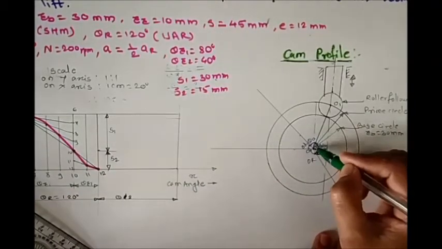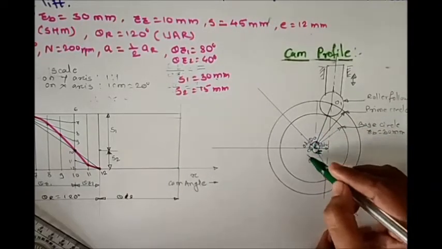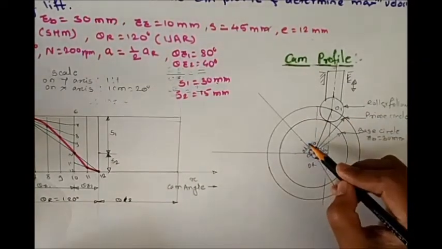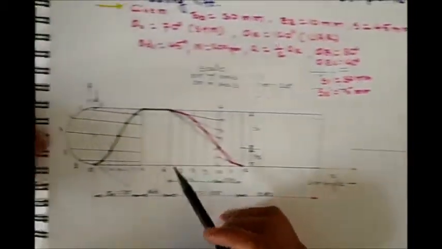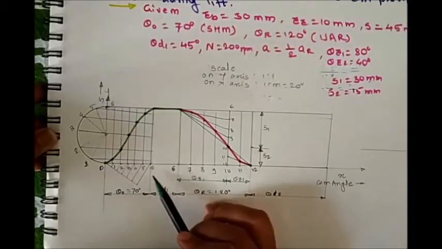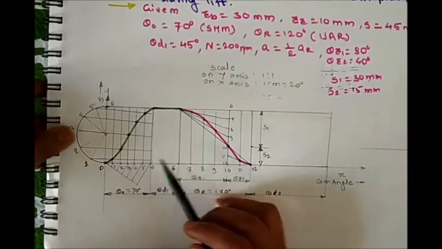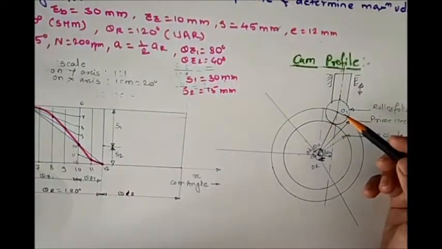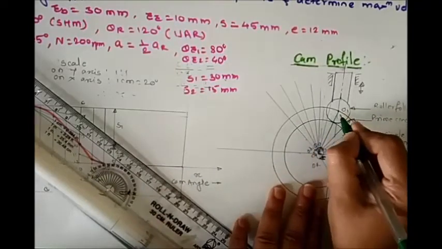So here we have theta O from this line to this, then theta D1, theta R and theta D2. Now divide this outstroke angle on the prime circle into the same equal even number of parts that we already divided in the displacement diagram. Okay, so let's divide this outstroke into 6 equal parts. So here we have 6 divisions for the outstroke.